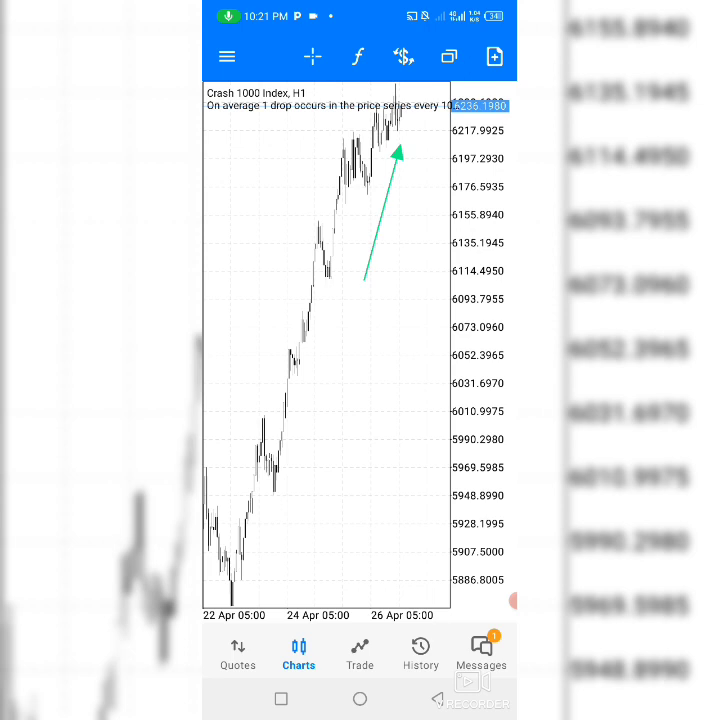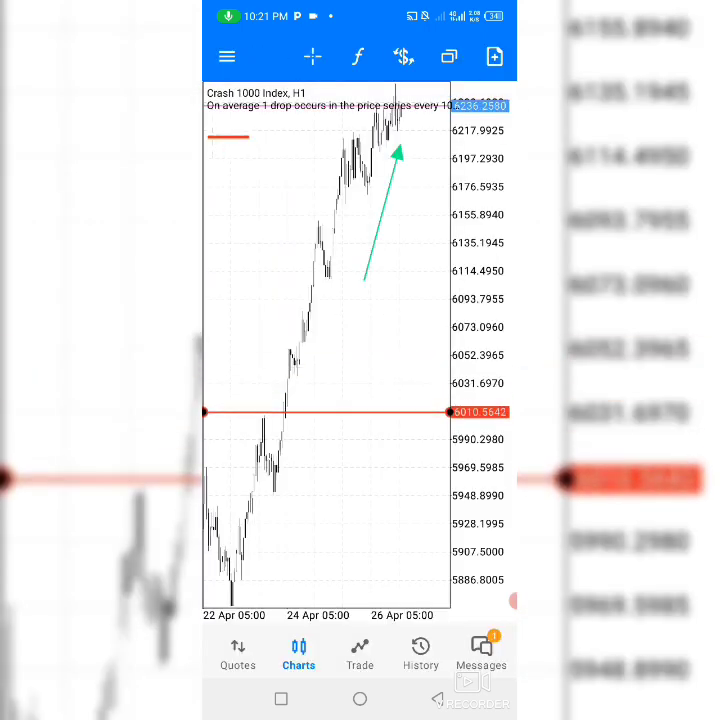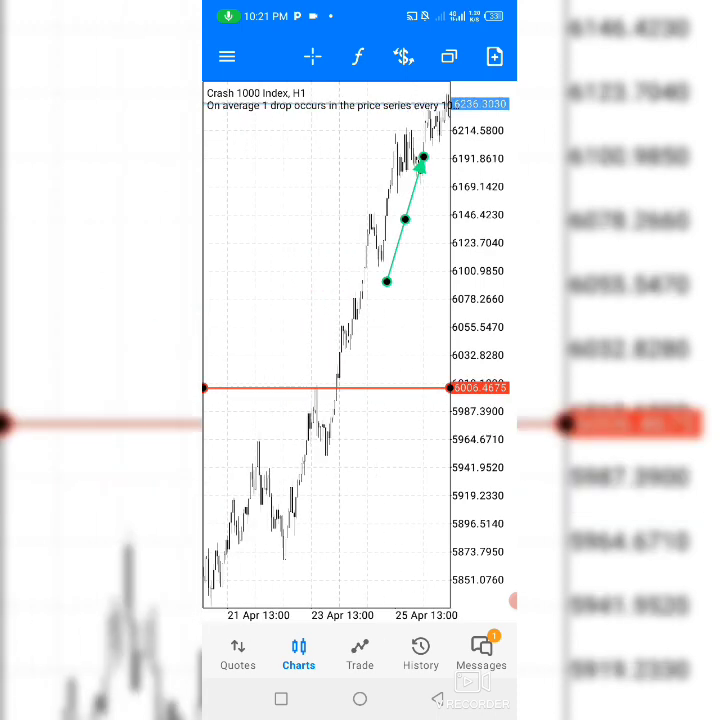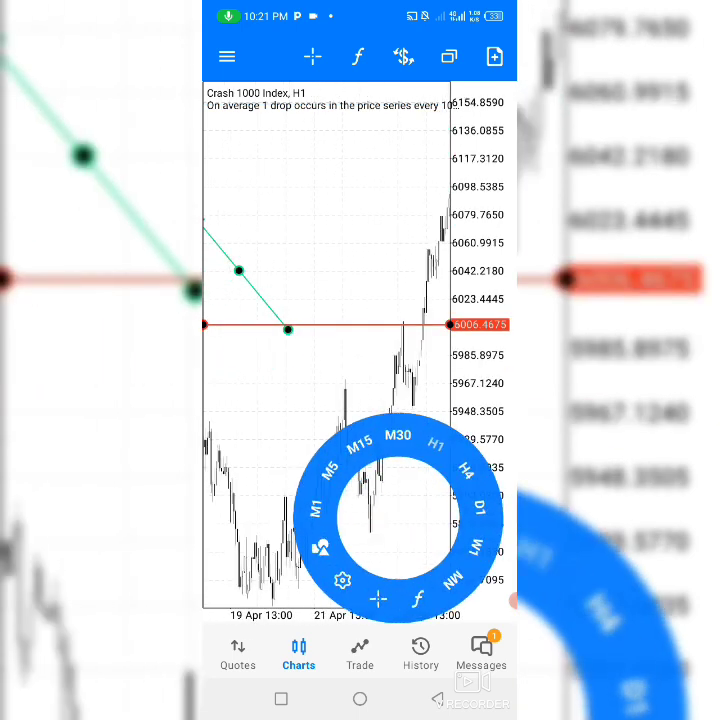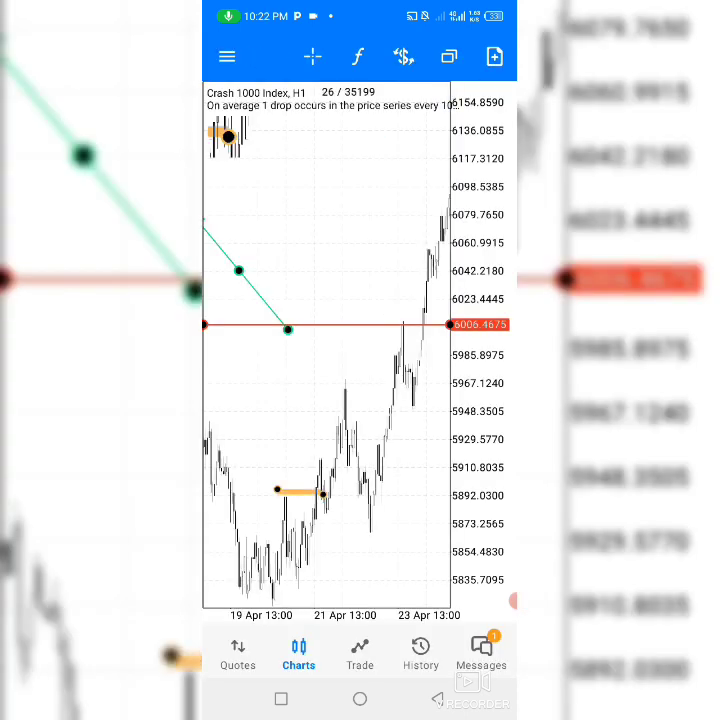Let me mark out the area that we are interested in. We are interested here. We want to predict this up move. How do we do that? Now you have to study that. You have to make sure that the market is trending. You see, this area was broken.